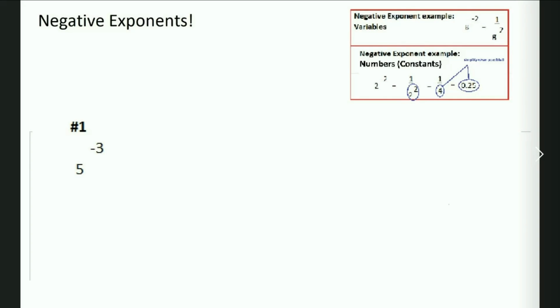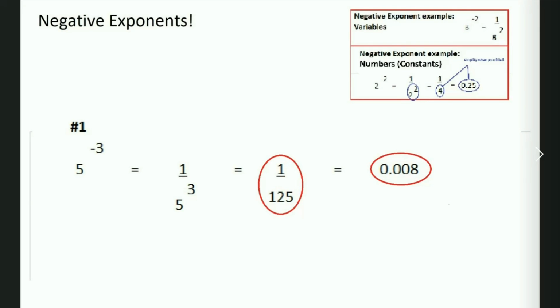Let's look at number 1. This is 5 to the negative third power. If we look at 5 to the negative third power, that becomes 1 over 5 to the third power. And if we simplify that, it becomes 1 over 125, or it becomes 0.008. So you can do that either way, 1 over 125 or 0.008. And that's all there is to it. Let's go and do another example.